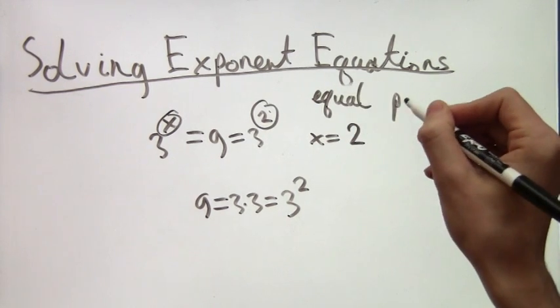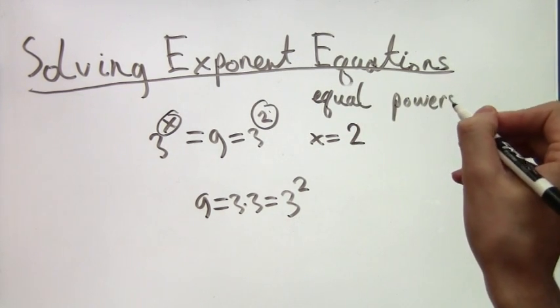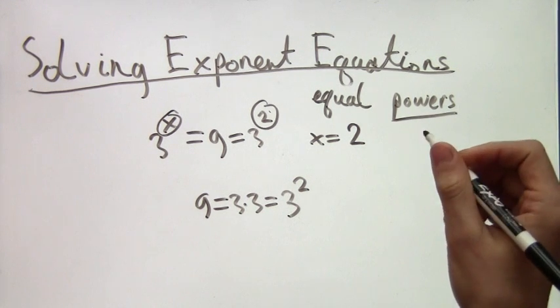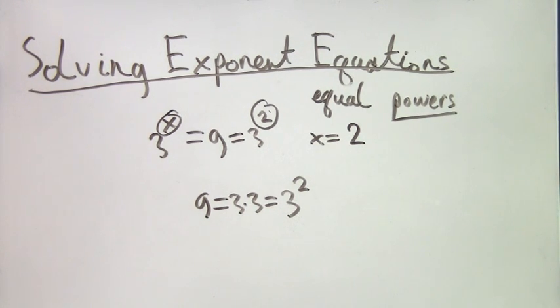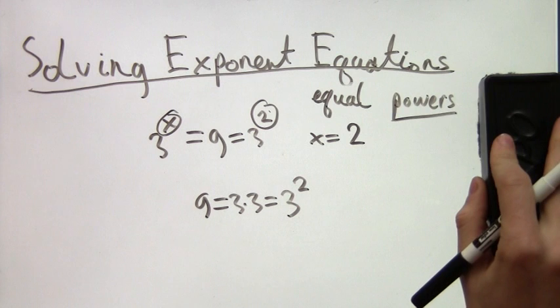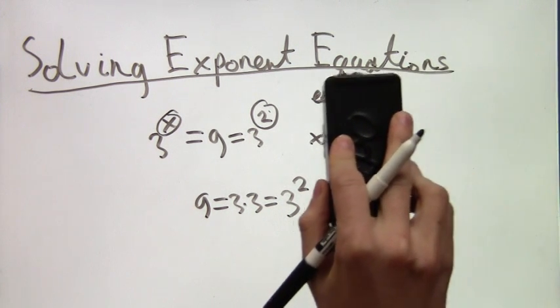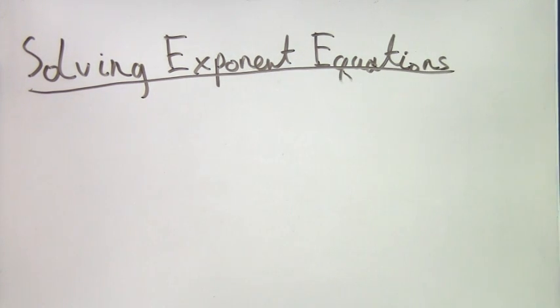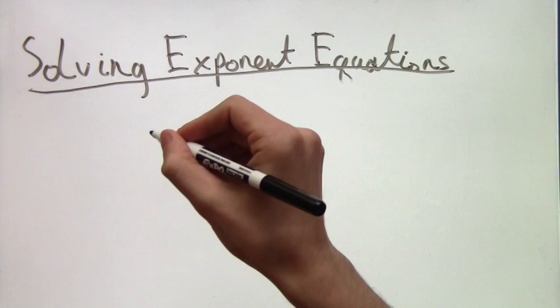So if we have the same bases, in this case 3, then for the two numbers to be equal, the powers have to be equal. And this will be the basic idea behind all these exponent equations.